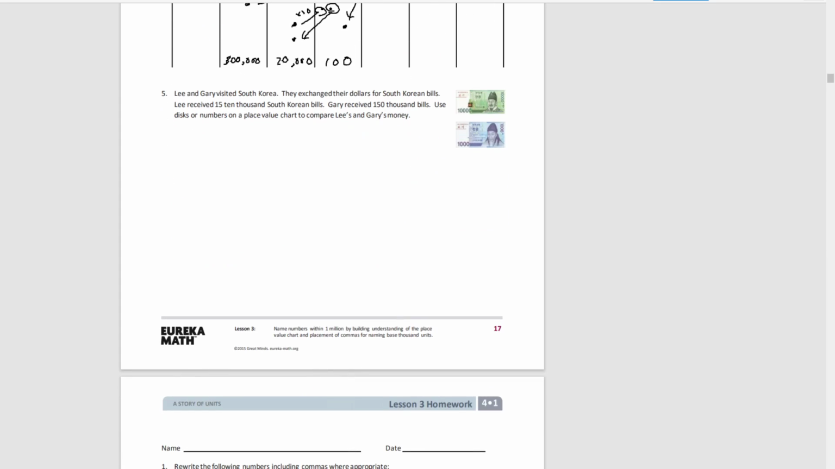All right, moving on to number 5. Lee and Gary visited North Korea. They exchanged their dollars for North Korean bills. Lee received 15 10,000 South Korean bills. Gary received $150,000 bills. Use discs or numbers on a place value chart to compare Lee's and Gary's money. So pause the video and give that one a try.